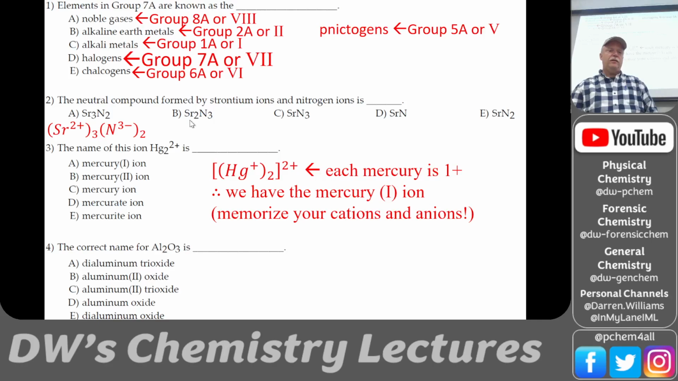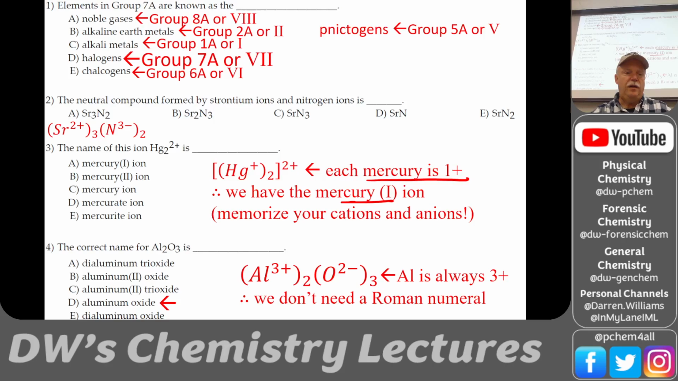Okay, mercury. Here's the name of this. It's just asking you straight up, what's the name of this ion, the Hg2 2+ ion? This is like the most confusing one if you haven't memorized it, right? Because you're looking at that and you're going, what on earth? It'd be real easy to say mercury 2, but it's not mercury 2. It's a polyatomic cation. So each mercury has a +1 charge because there's 2 of them. And so we have the mercury 1 ion. So that's the mercury 1 ion.